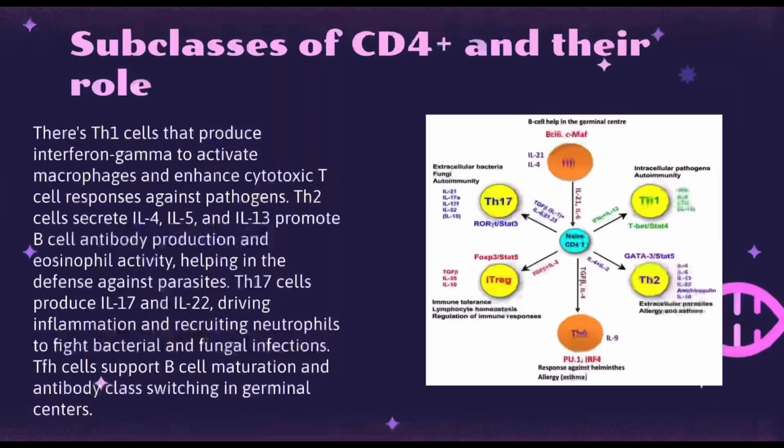Subclasses of CD4 and their role. There are Th1 cells that promote interferon gamma to activate macrophages and enhance cytotoxic T cell responses against pathogens. Th2 cells secrete IL-4, IL-5, and IL-13, promoting B-cell antibody production and eosinophil activity, helping in the defense against parasites. Th17 cells produce IL-17 and IL-22, driving inflammation and recruiting neutrophils to fight bacterial and fungal infections. TFH cells support B-cell maturation and antibody class switching in germinal centers.